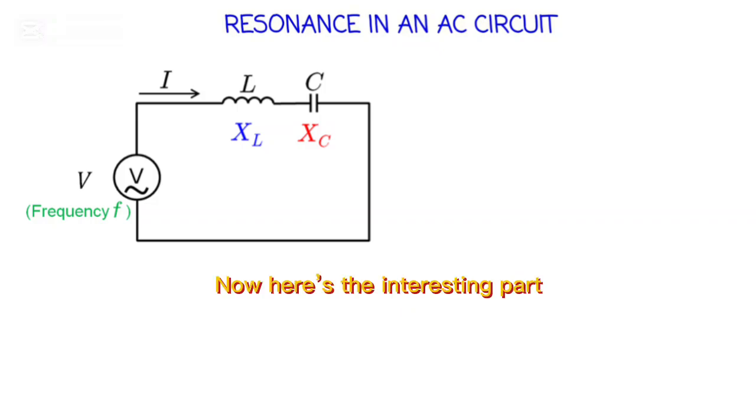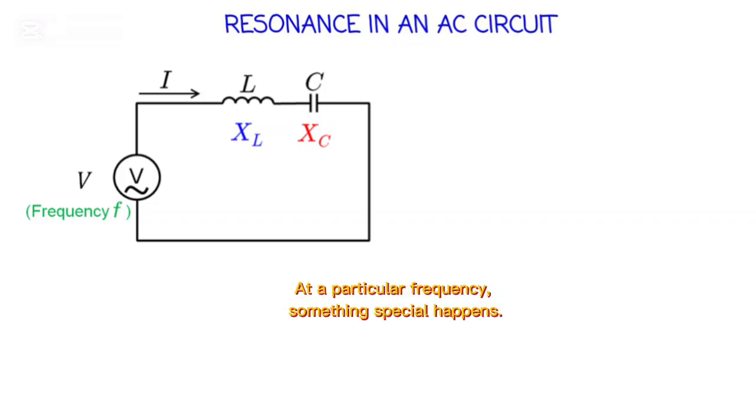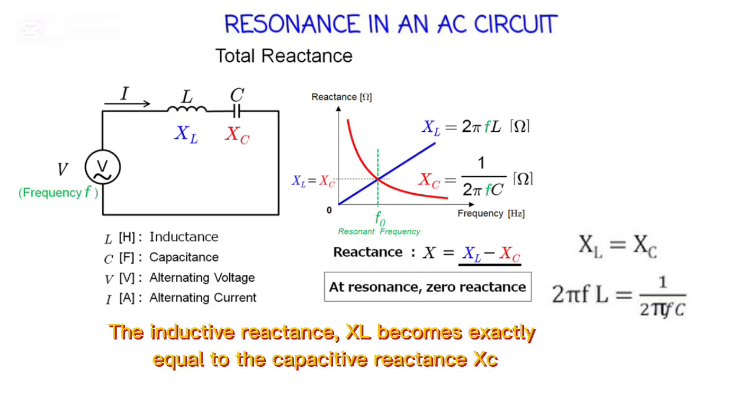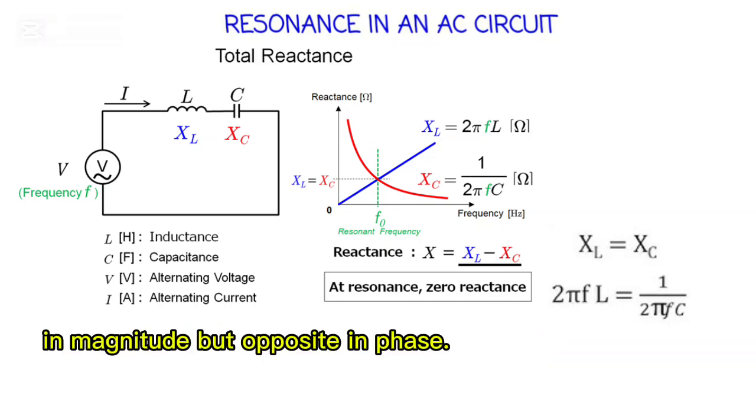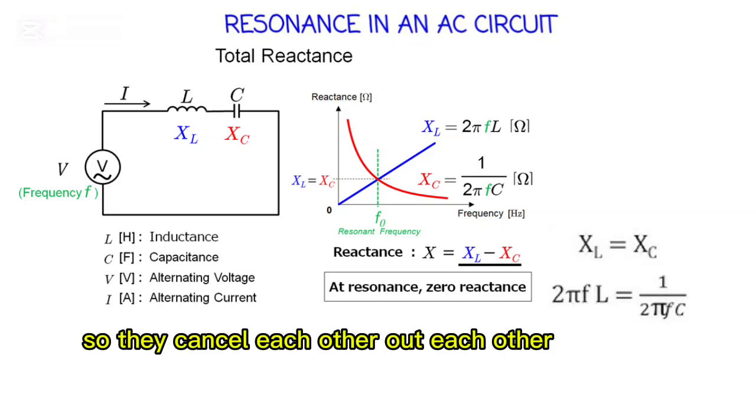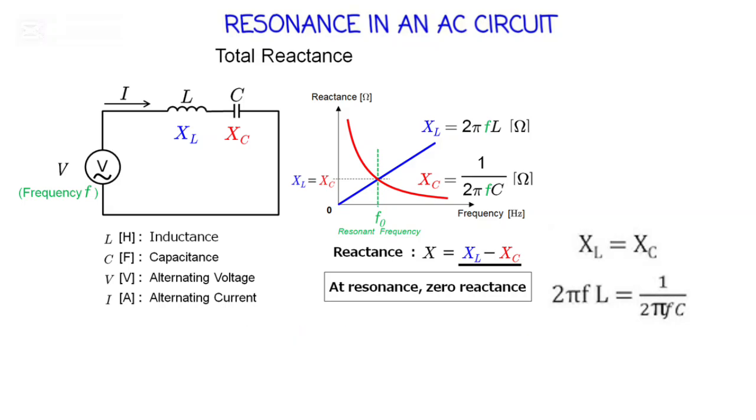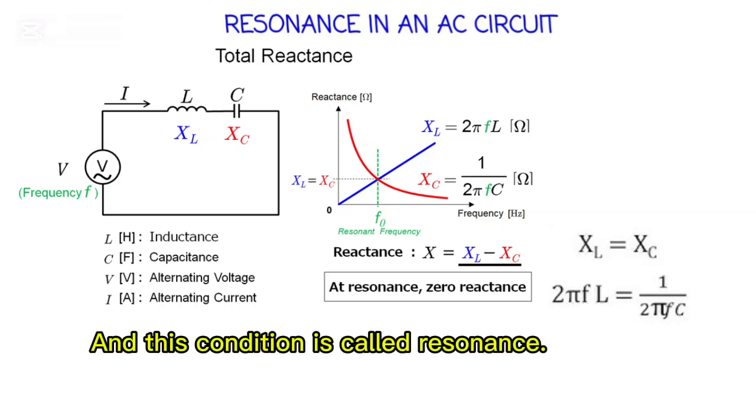Now, here's the interesting part. At a particular frequency, something special happens. The inductive reactance XL becomes exactly equal to the capacitive reactance XC in magnitude but opposite in phase. So they can cancel out each other. XL is equal to XC, and this condition is called resonance.